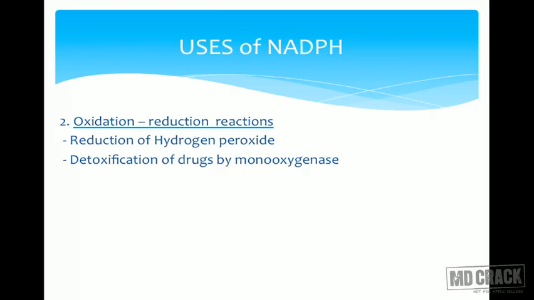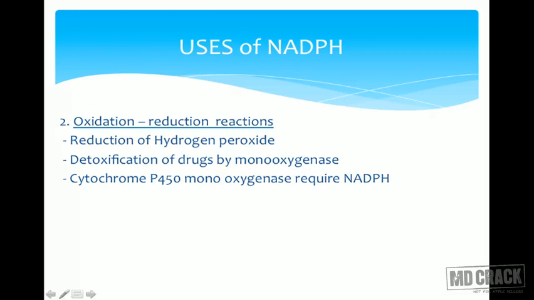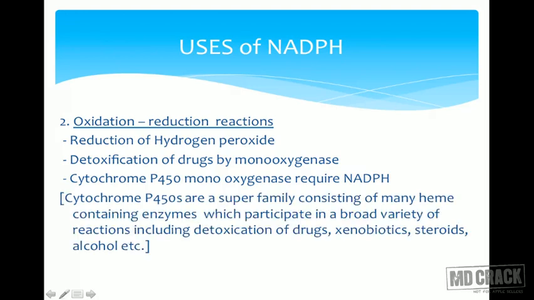NADPH is also used for detoxification of drugs. There are so many drugs which need to be detoxified. All drugs that we take are toxic to the body. Many drugs, most of the drugs. So hence they need to be detoxified. And this is taking place in the liver. And in the liver, this is done by an enzyme called monooxygenase. And this requires NADPH. Now, if you look at it, it is the cytochrome P450 monooxygenase which requires NADPH.